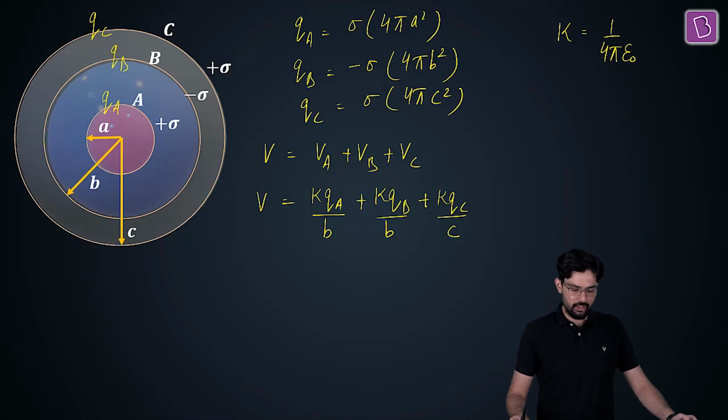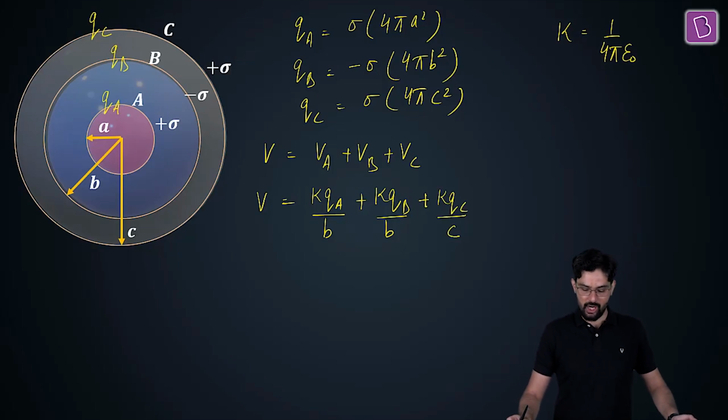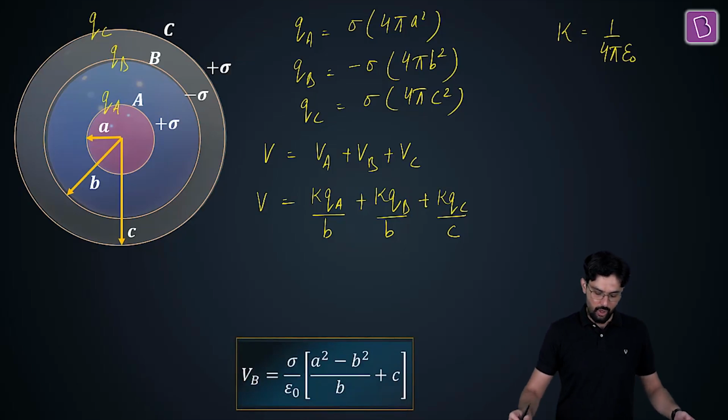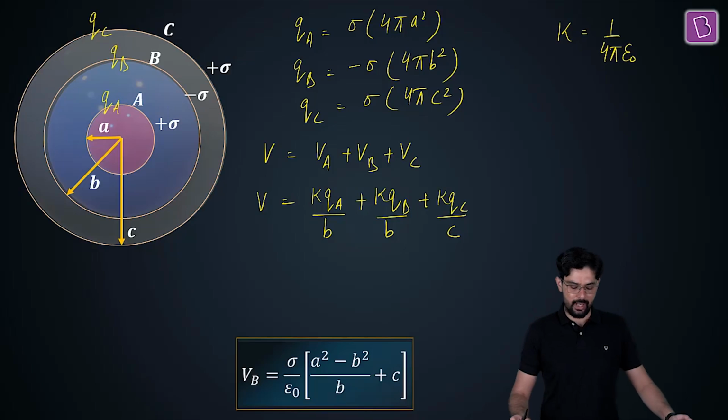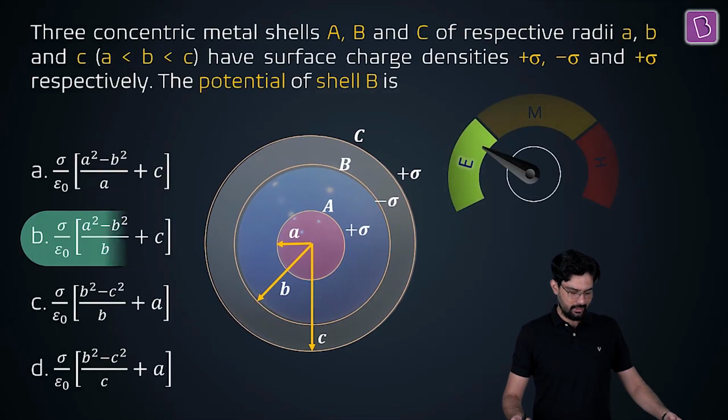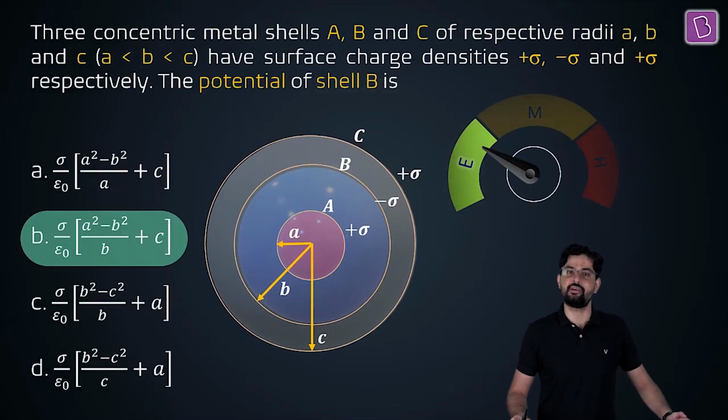And now when you put the values of the charges and the electrostatic constant, then you will get the potential of the shell B to be equal to sigma upon epsilon naught times (A square minus B square) by B plus C, as simple as that. So in this case, option B will be the right option.